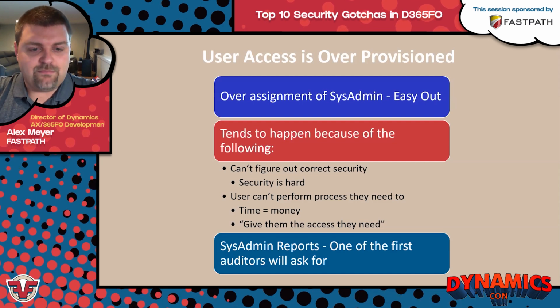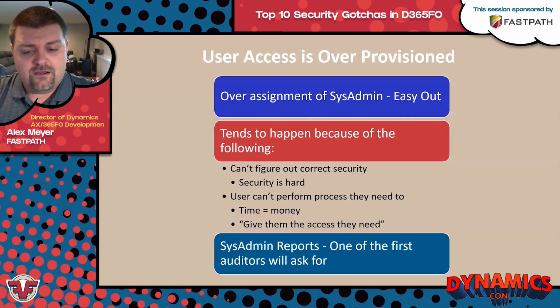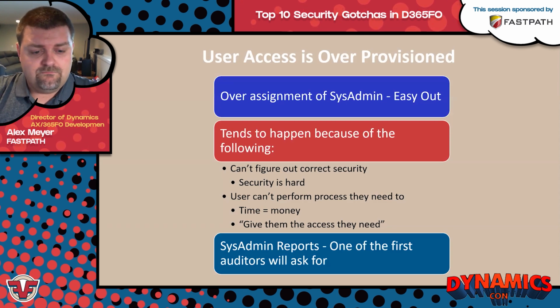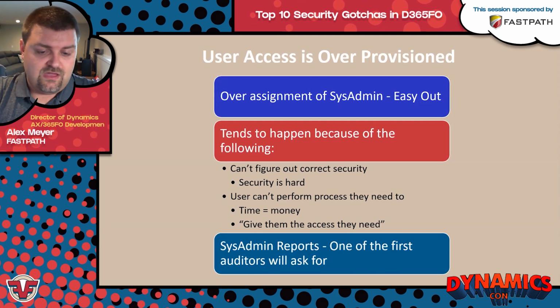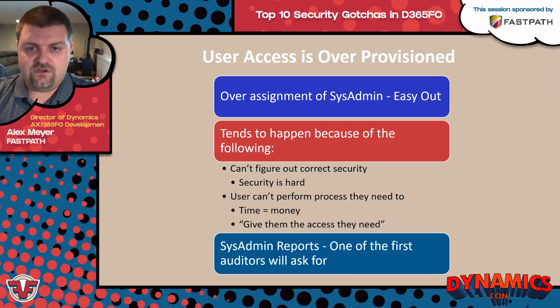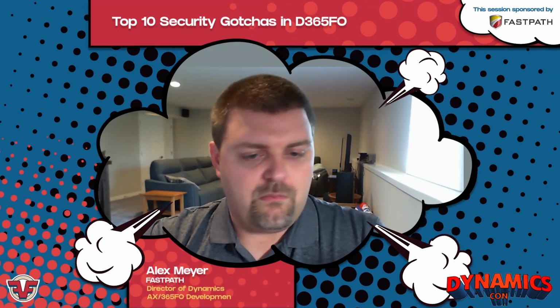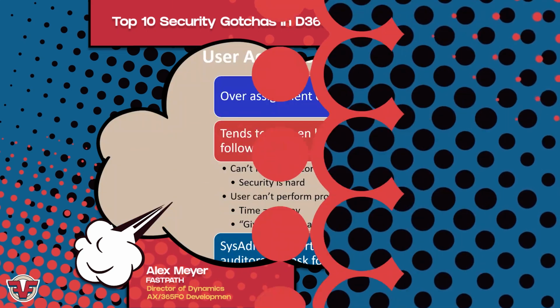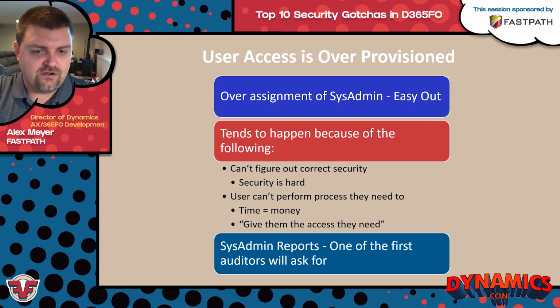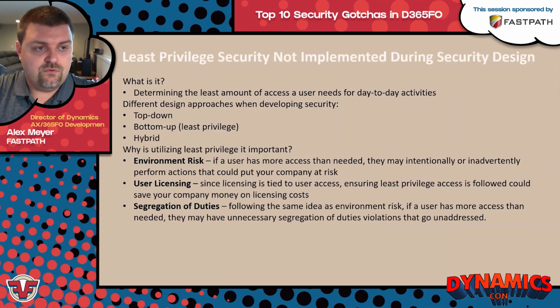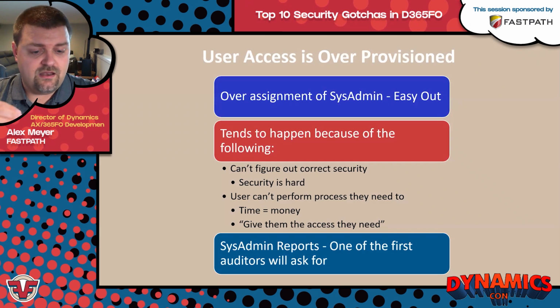Obviously, these tend to happen because you can't figure out the correct security settings, and because security is hard, users can't perform the process they need. Time equals money, right? If a user can't get orders out the door, and getting those orders out on time is costing you, that's costing you money. Obviously, you're going to hear the phrase, give them the access they need, from some manager. And then at that point, your sysadmin or whoever is assigning security is probably going to either grant them sysadmin access or over-grant them role access from there.